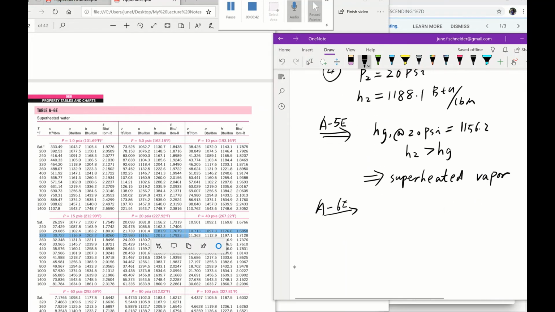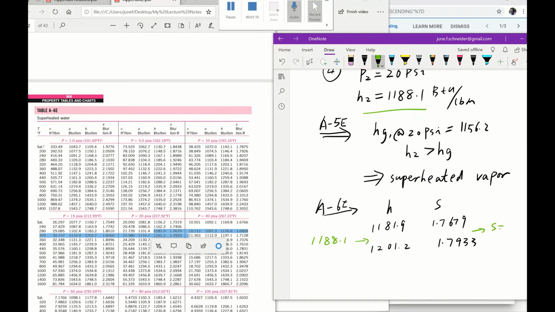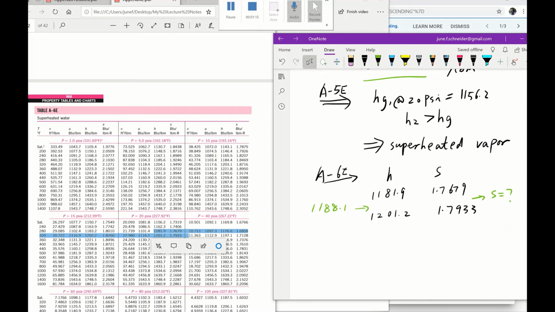Now let's list it. So this is our H column, this is our S column, and it's 1181.9. Corresponding S is 1.7679. And for H equal to 1201.2, corresponding S is 1.7933, and our H2 value is 1188.1. It's in between those two values. We want to find out what's the corresponding entropy for that. So in order to solve this, this is not new to us. We need to do a linear interpolation.